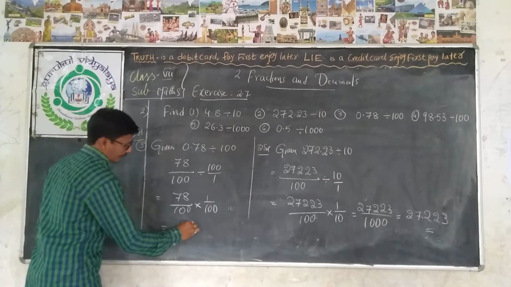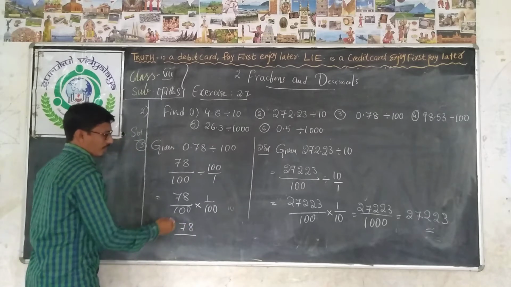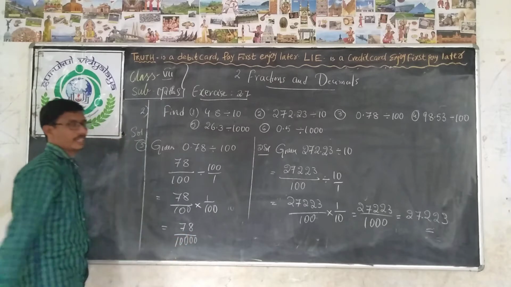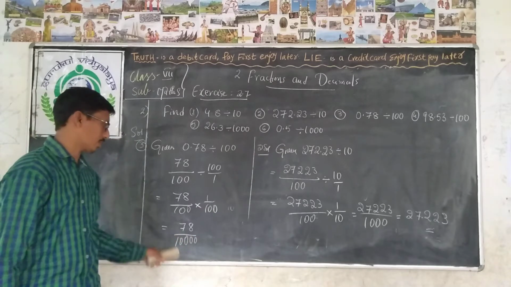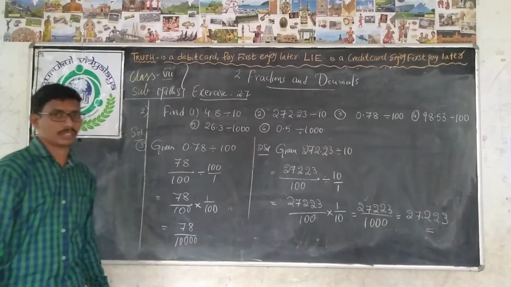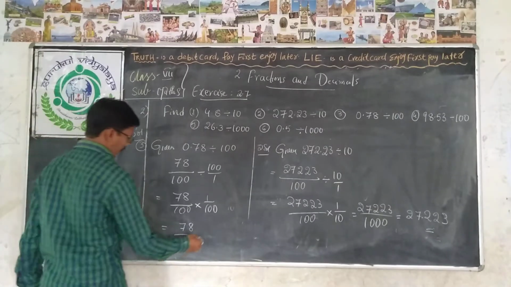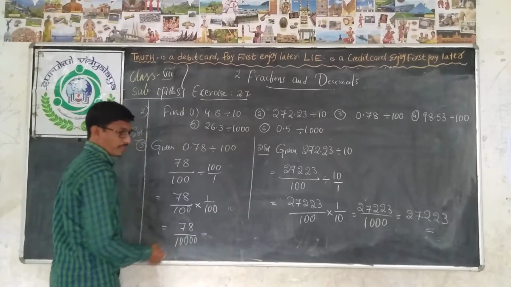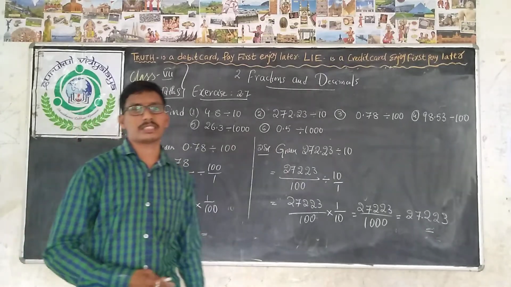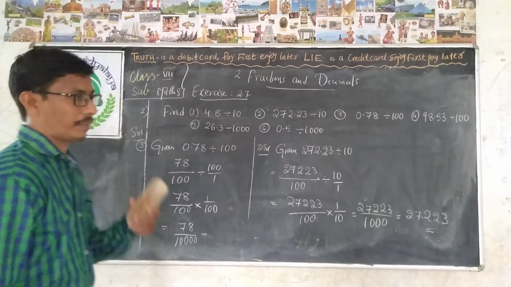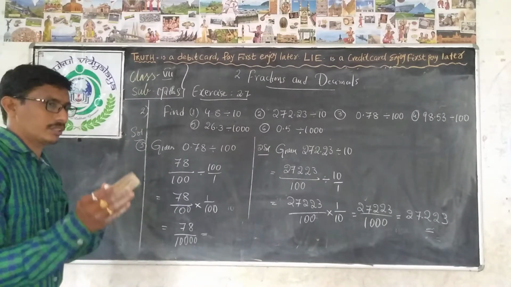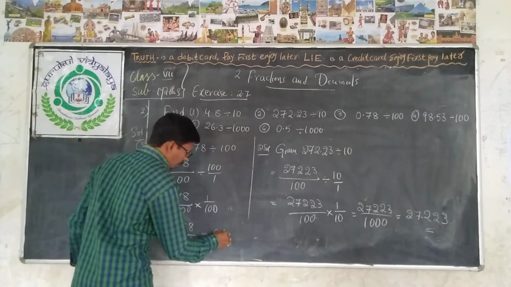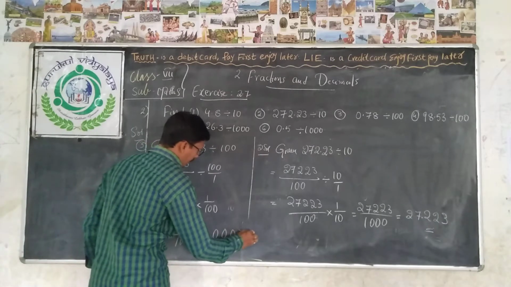78 ones are 78, by 100 into 100, 10,000. Okay, 100 into 100 is 10,000, and ones are 1. Total how many zeros? 4 zeros. Shortcut of multiplication. So that is equal to, totally 5 digits, but in the numerator we have only 2 digits, 7, 8. So the remaining 3 digits, what will you do? Take the 3 zeros before 7, 8. So 1, 2, 3 zeros and 7, 8.